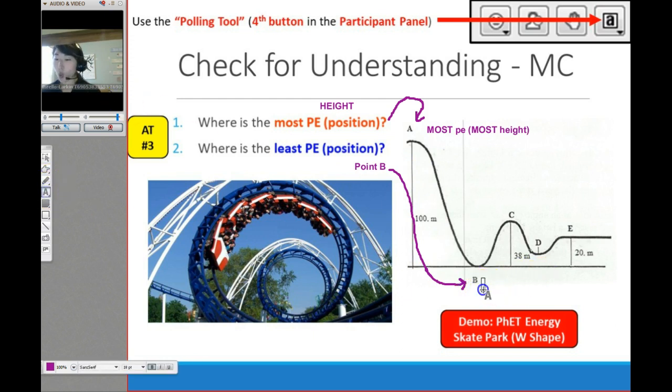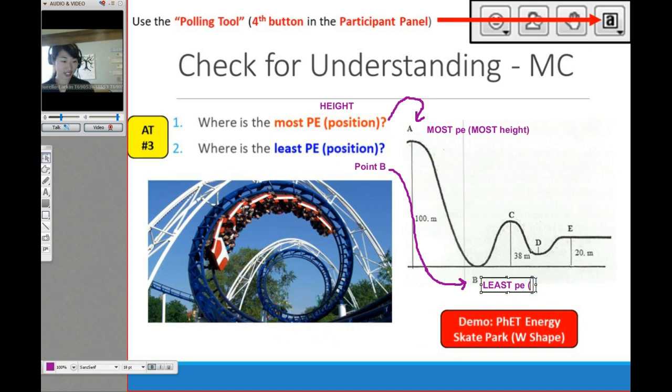All right, so point B right here is where we actually have the least potential energy. And can someone tell me, why does point B have the least potential energy? Tell me in the chat box. Why did you decide point B has the least potential energy? Think about what you were thinking. Think about thinking. Tell me, why did you decide this had the least potential energy?